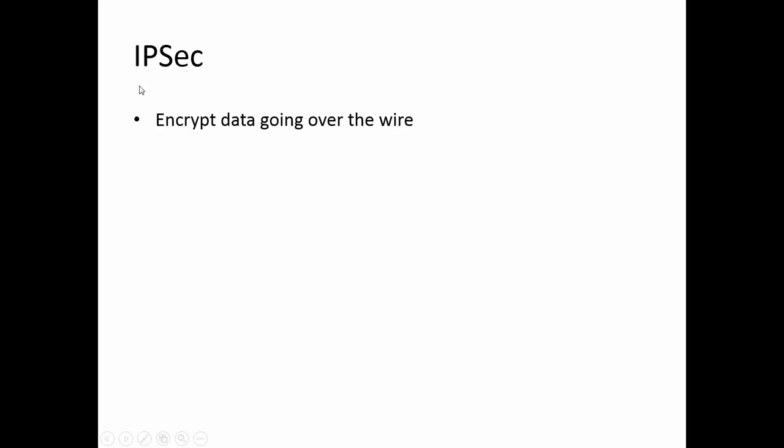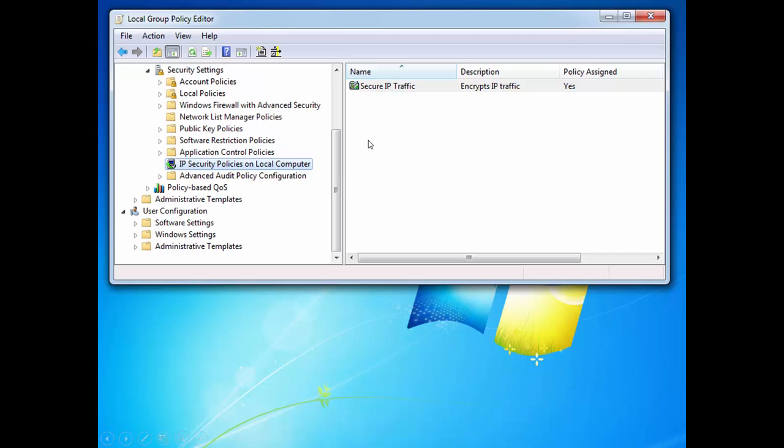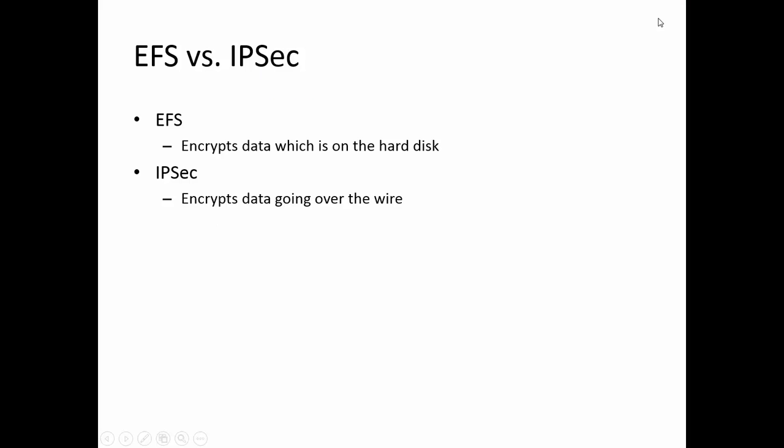IPSec is a protocol short for TCP/IP secure, and what it does is it encrypts data which is going over the wire. To enable IPSec, we just go into the group policy editor, and then under IPSec policies on local computer, we select the policy that encrypts IP traffic, and we simply enable that policy, and that encrypts data which is sent between workstations and servers, data which is being sent over the wire.